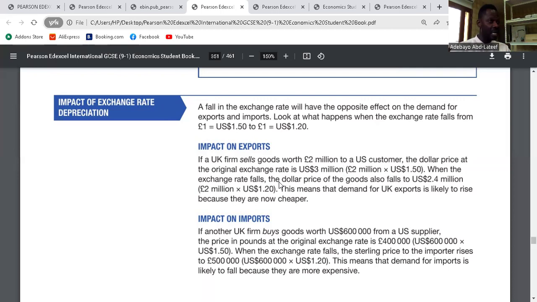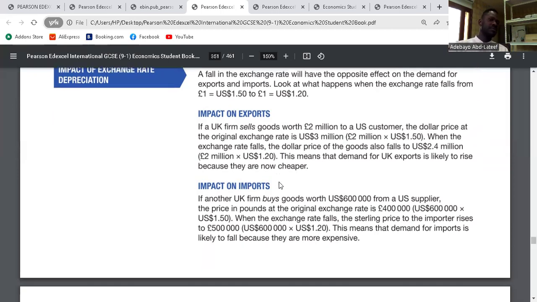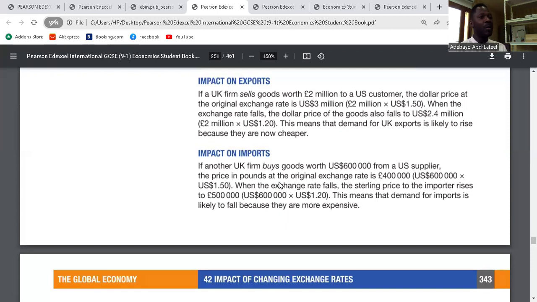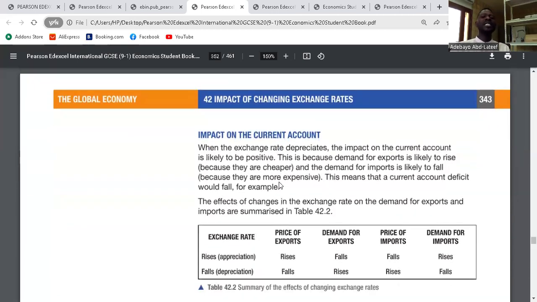That's exports. Then imports. Our local currency will buy less of the foreign currency, which makes the price of imports expensive. So we do less importation. Clear? Then the impact on the current account, which is both exports and imports, the balance of payments. As soon as the country's currency depreciates, the country will be able to do more exports, which will improve the current account balance of payments and probably put it into surplus.